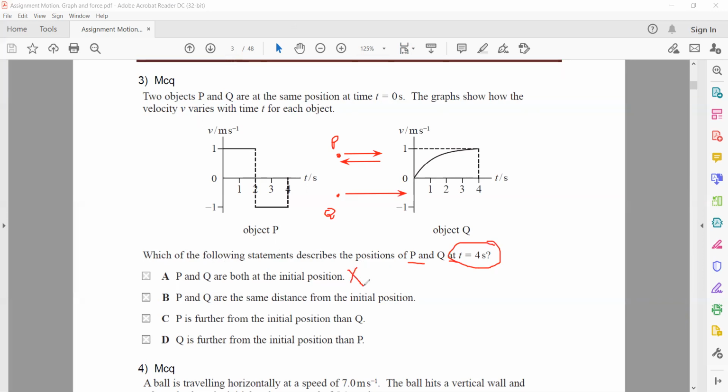They are not both at initial position. P is at initial position but Q is away from its initial position. P and Q are at the same distance from initial position, that's also wrong. P returned to the initial position whereas Q is far away from the initial position. P is further from the initial position than Q, that's wrong. Q is further from initial position than P. So D is the right answer. Q is far away from the starting point as compared to P. Is it clear?